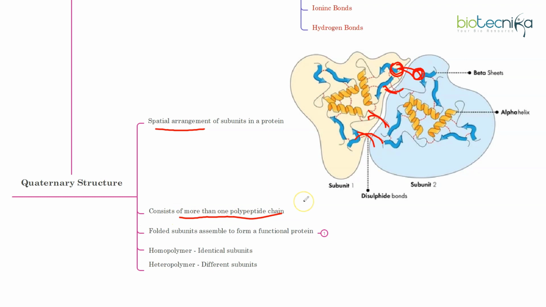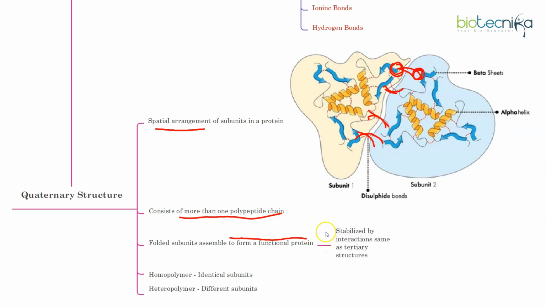These consist of more than one polypeptide chain, folded subunits assembled to form a functional protein. So this will give rise to a native protein which is stabilized by the same interactions as tertiary structures. Whatever we saw, hydrogen bonds, hydrophobic interaction, disulfide linkage, ionic bonds, the same types of interactions will stabilize them.